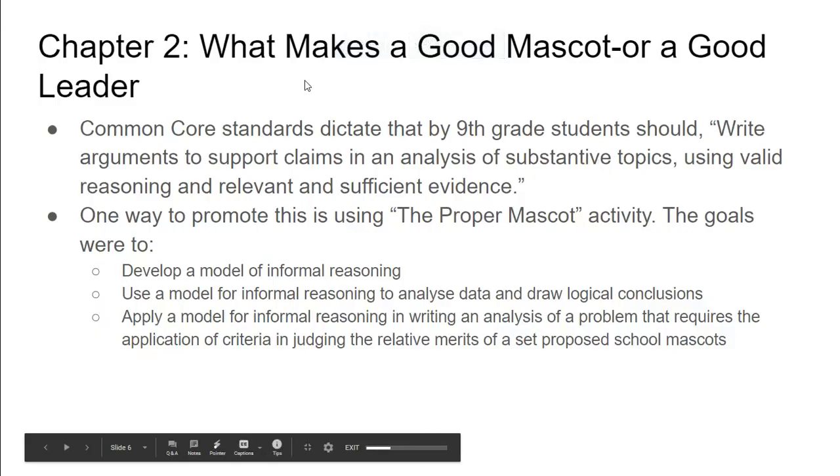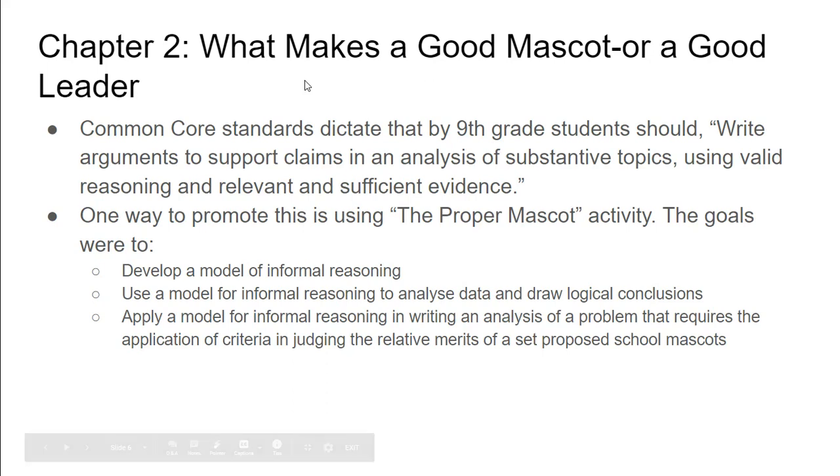Chapter 2. What makes a good mascot or a good leader? Common Core standards dictate that by ninth grade, students should write arguments to support claims in analysis of substantive topics using valid reasoning and relevant and sufficient evidence. One way to promote this is using the proper mascot activity.